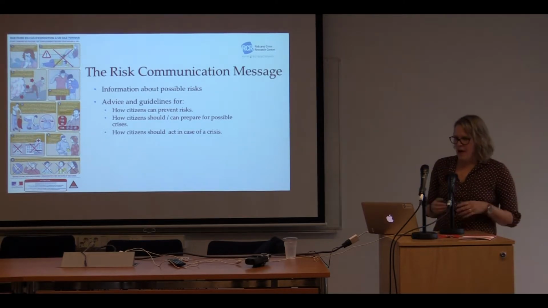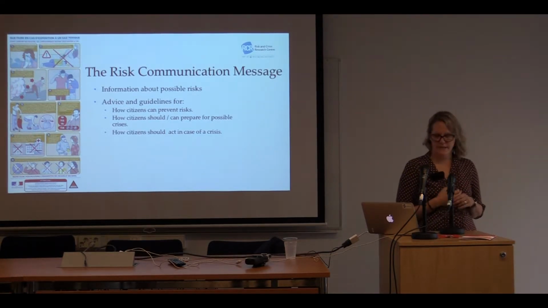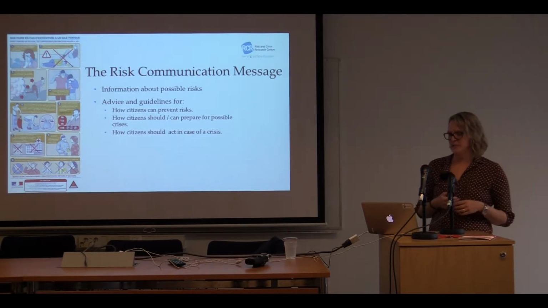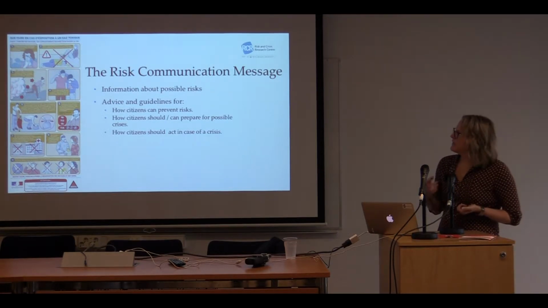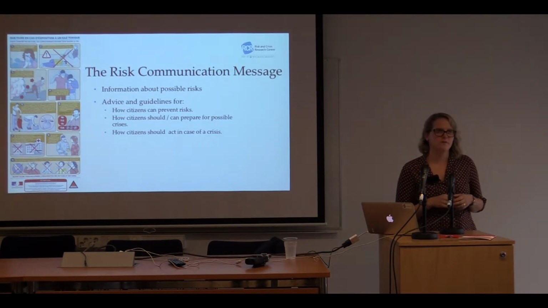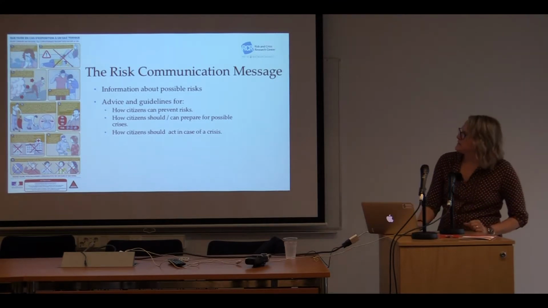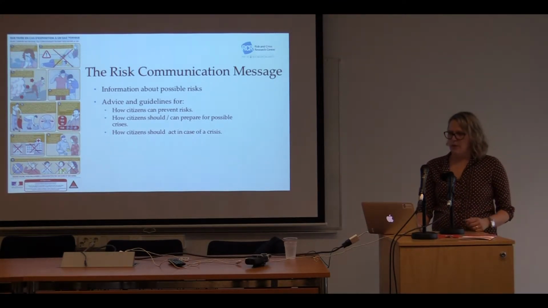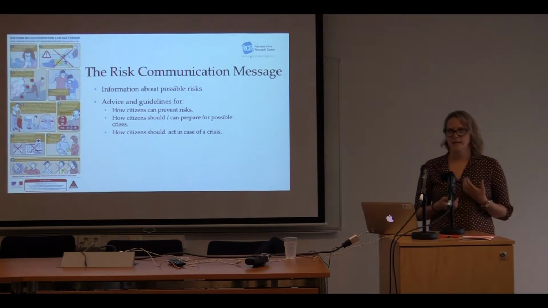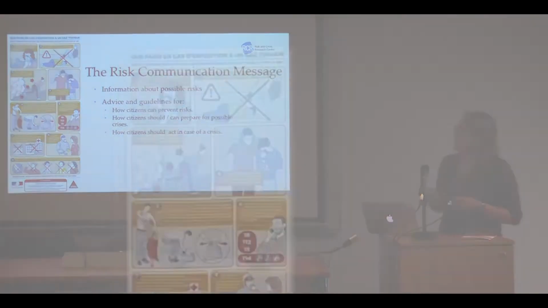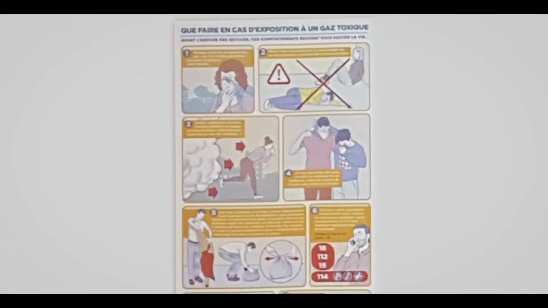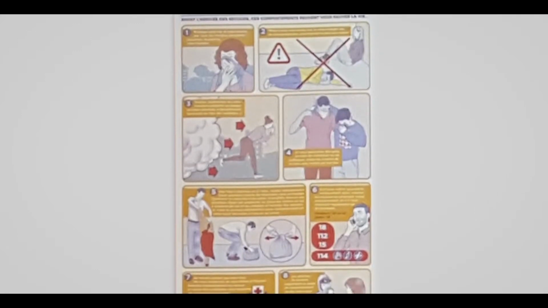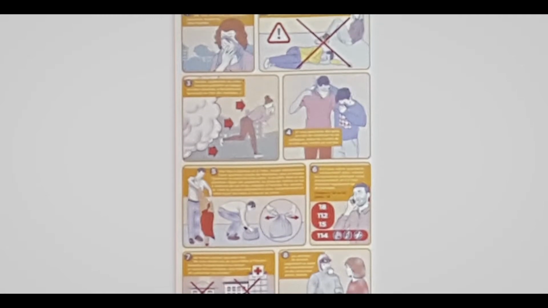And finally, in many cases, risk communication is also about informing how the population should act in the event of a crisis occurring. To the left in this picture, you will see an example of such risk communication. This is from French authorities who inform the public about how to act in case there is an emission of toxic gas.